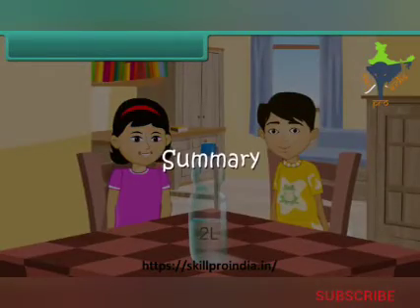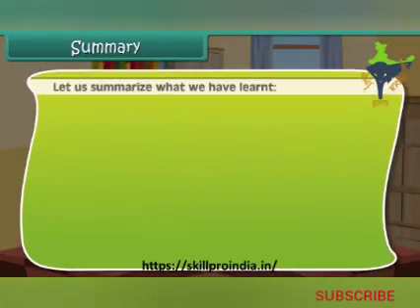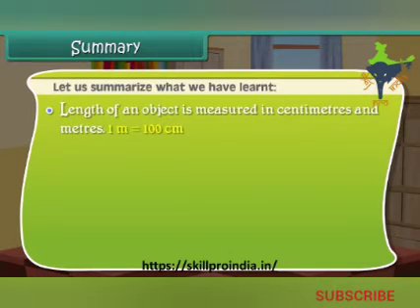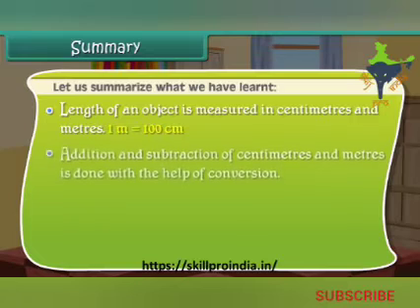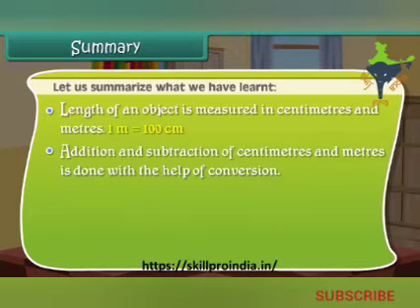Summary. Let us summarize what we have learned. Length of an object is measured in centimeters and meters. 1 meter is equal to 100 centimeters. Addition and subtraction of centimeters and meters is done with the help of conversion.